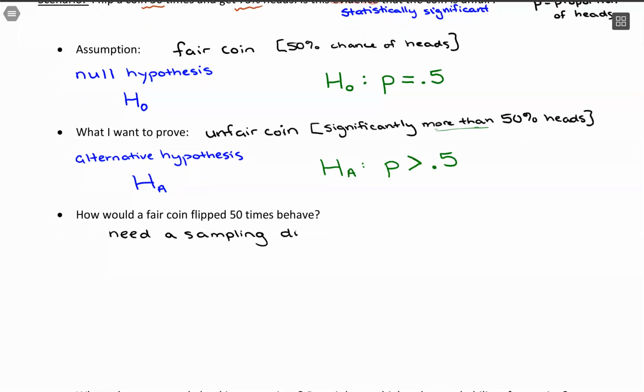And for the sampling distribution, I'm going to build it around the null hypothesis. So I'm going to build it around my assumption being true, the fact that I would assume that I'm flipping a fair coin. So I need a sampling distribution built around the null hypothesis and our sample size of 50. The idea being I want to see a distribution for how various p-hat values, how different sample proportions would behave if it's a fair coin flipped 50 times.